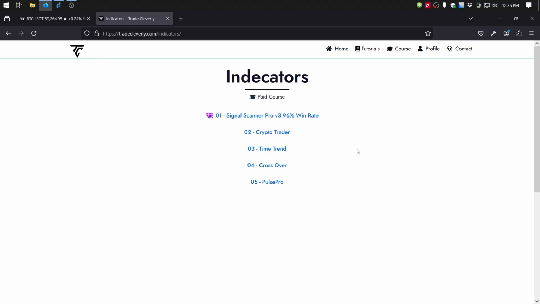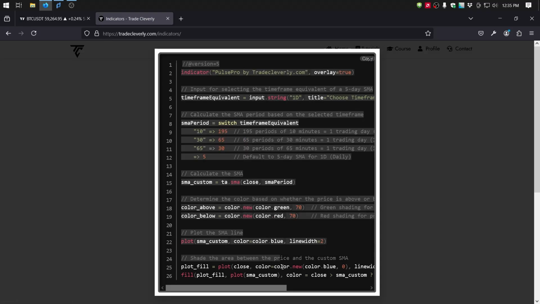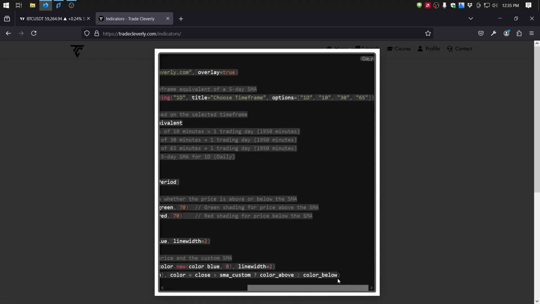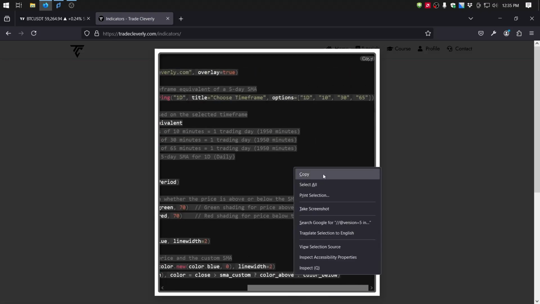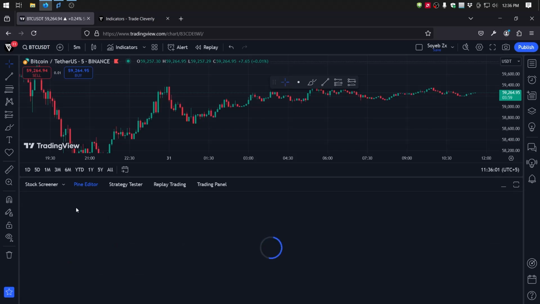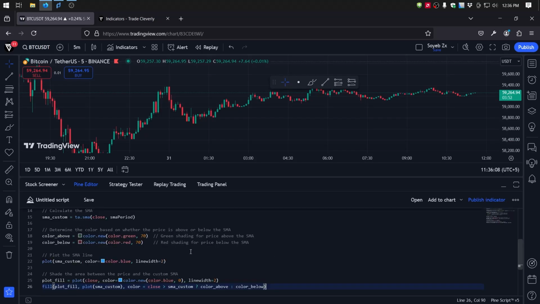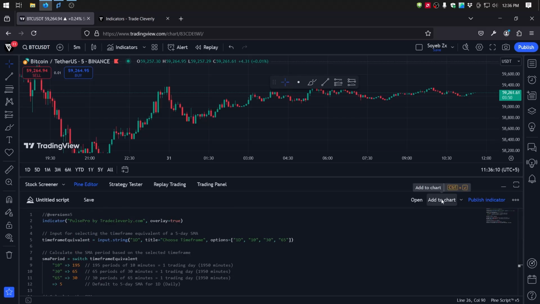In here you can see 5 indicators. The indicator name is Pulse Pro. So I simply click, and now I have to copy all the code. I simply copy all the code, come back to TradingView, and from the Pine Editor I simply paste all the code in here and add it to the chart.